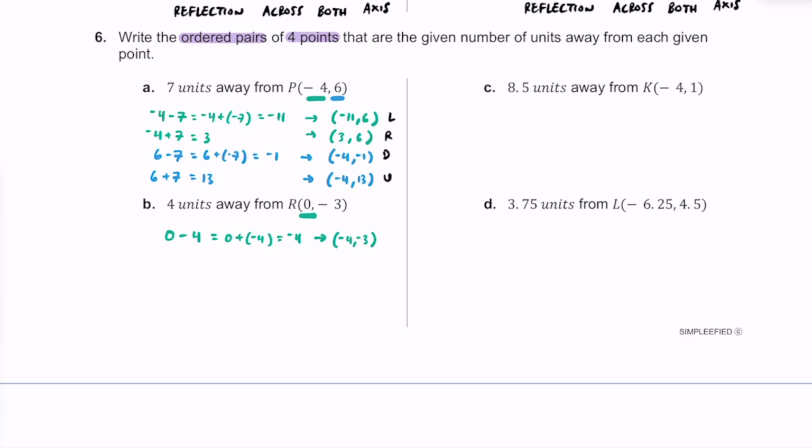All right, what if we start at 0 here, but we move 4 to the right? That's going to be 0 plus 4, so 0 plus 4 is just going to be 4. I don't know why I wrote that twice, but I did.